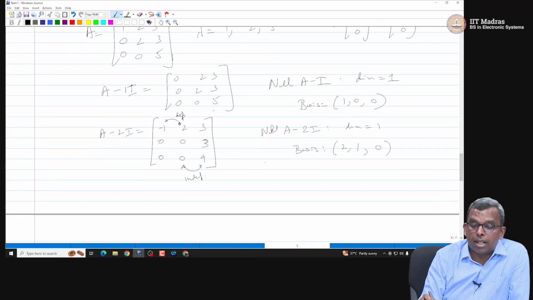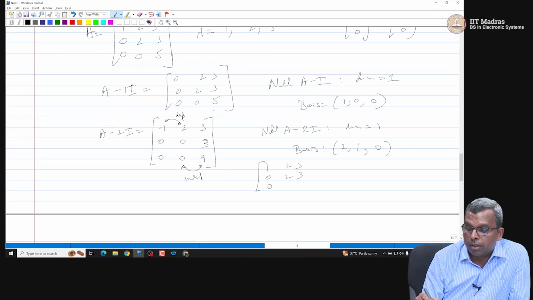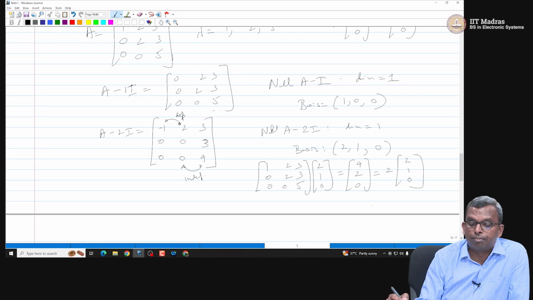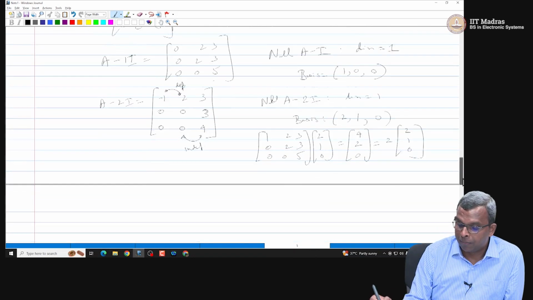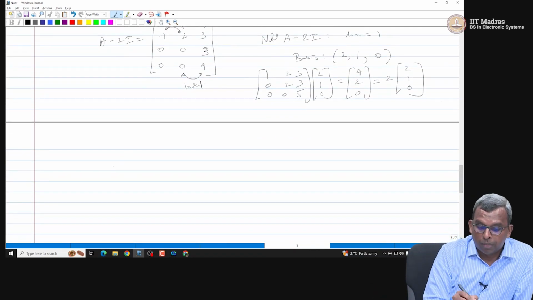So, you can quickly check that [1, 2, 3; 0, 2, 3; 0, 0, 5] multiplied by [2, 1, 0] actually becomes [4, 2, 0], which is the same as 2 times [2, 1, 0]. So, you get eigenvalue 2, it checks out. Notice how we find the basis for the null space and it works out. Let us do the last problem, last one.